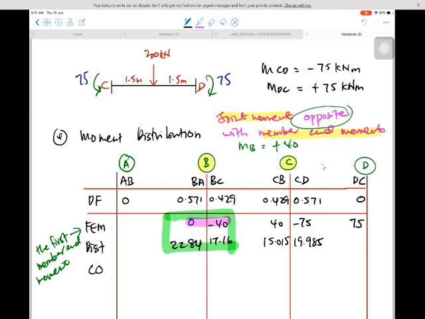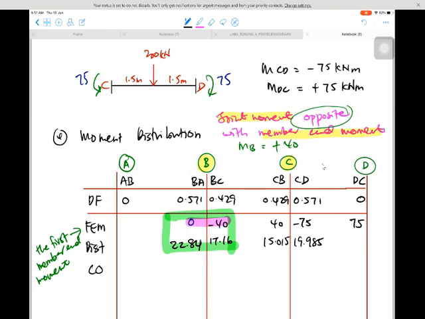Then after this, what is next to do? In the table, there are only two processes that we will do repeatedly, until the moment value in the table reaches 0. So after the fixed end moment, the first thing to do is to distribute the joint moment.